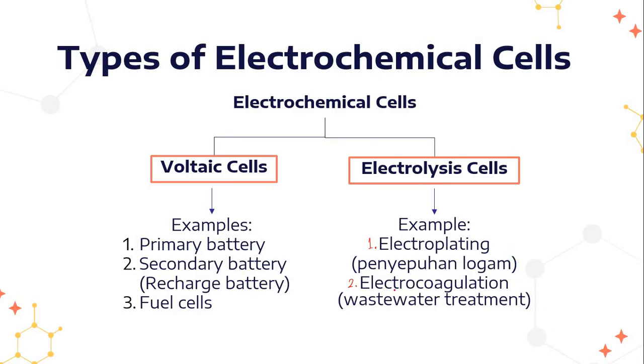The second one is electrocoagulation. Electrocoagulation is a technique to treat wastewater, so the wastewater becomes clear and purified. So these are the two types of electrochemical cells.